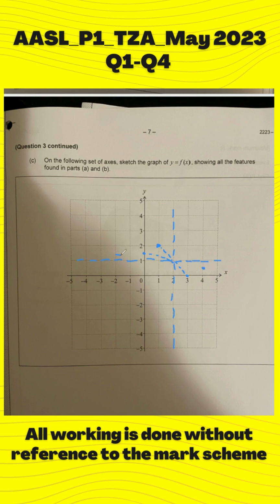So the general shape will look like this one. Try not to touch the asymptote. Okay, that's it.